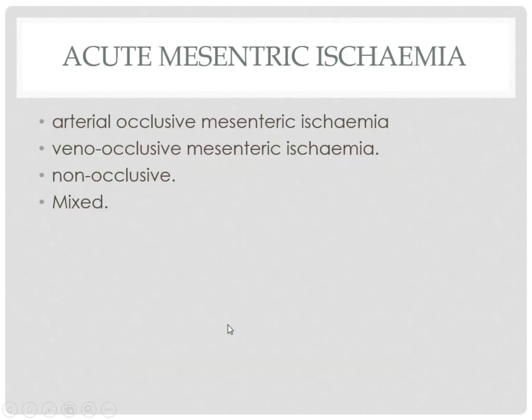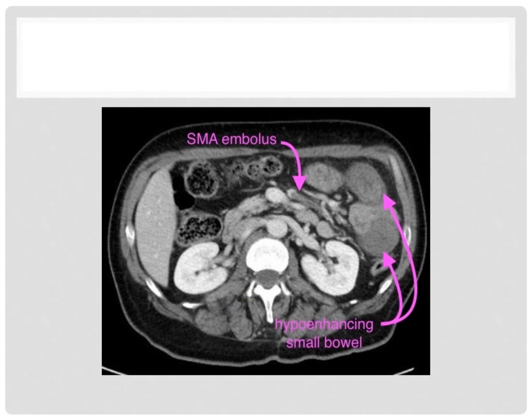Now, acute mesenteric ischemia, when there is arterial occlusion or venous occlusion, or we have non-occlusive type also, or mixed type. This is an SMA embolus. This is the SMA, and this is the filling defect within the SMA, resulting in this bowel. This is with contrast. You can see the contrast in the aorta, but the bowel is not enhancing, indicating ischemic bowel. It's not getting blood supply. So when the bowel is ischemic, also the mesentery will be.